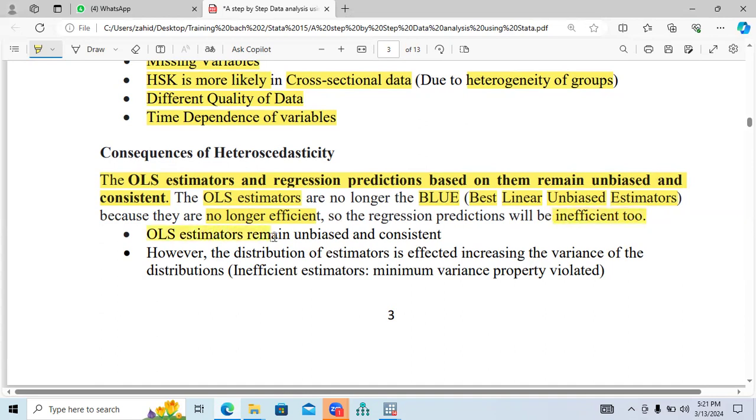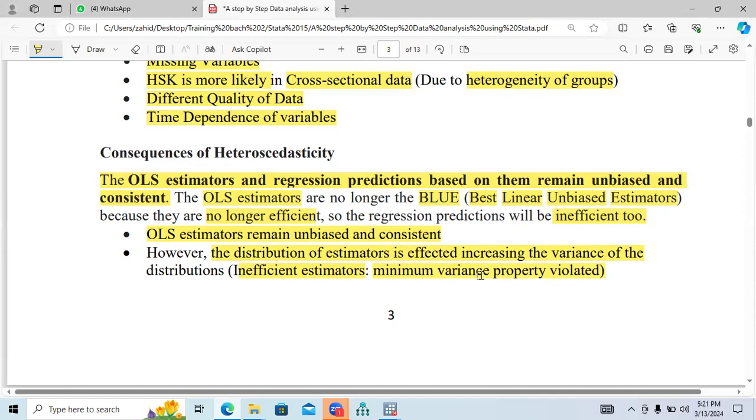So OLS estimators remain unbiased and consistent. However, the distribution of estimator is affected, increasing the variance, because in case of heteroscedasticity, the variance will increase in your data. So your estimators become inefficient. Your minimum variance property is violated. In that case, you cannot make any decision on the basis of those coefficients.